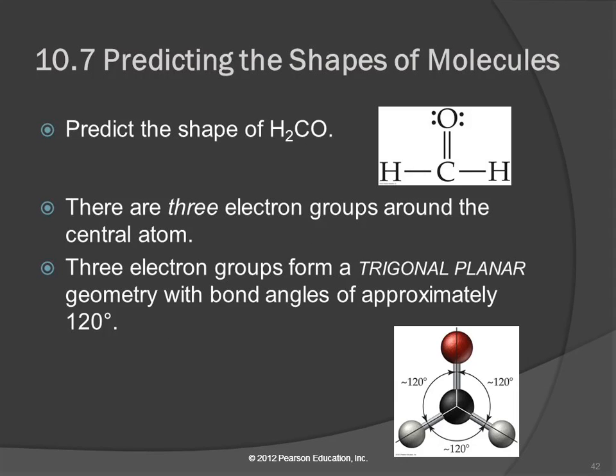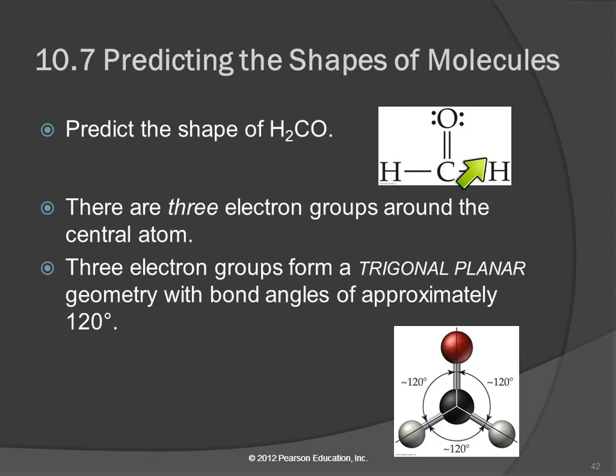Let's look at another one. H2CO. I think you guys did this one in lab. I think you made a model of this one. So here's the Lewis structure. And when we're doing Lewis structures, it's entirely fine to make them flat and have right angles.